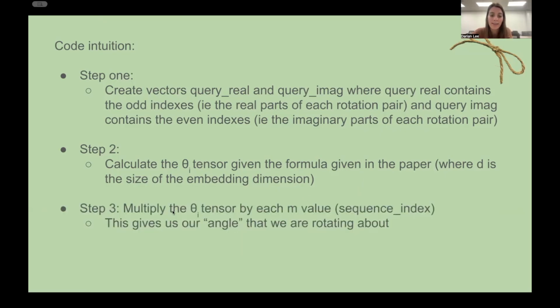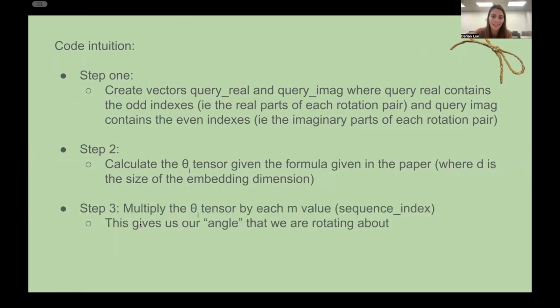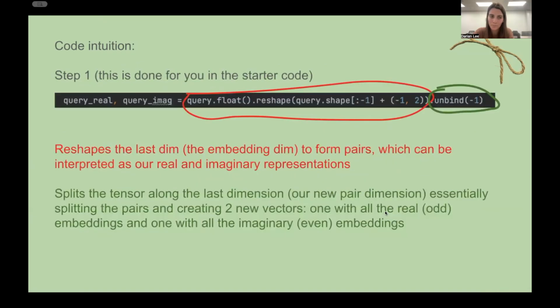Then we're going to multiply the theta tensor by each m value, which is our sequence index, which will give us the angle that we're rotating about. If you can see, all these sines and cosines are in terms of m theta, so that's what we're going to be calculating in that step. Then we're just going to find the sine and cosine of each of these angles and save them as variables. Then we're going to calculate the odd and even rows given these formulas.